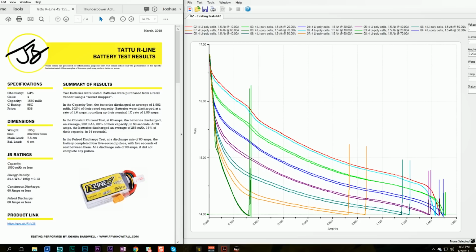At 70 amps, they discharged an average of 258 milliamp hours. So basically, here's the 70 amp test right here. And you can see the 60 amp test, it's doing pretty good. But then in the 70 amp test, it just drops off a hill. So this battery, by my standards, I rate it at 60 amps continuous discharge.